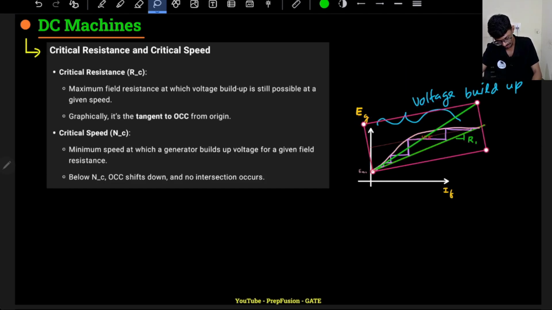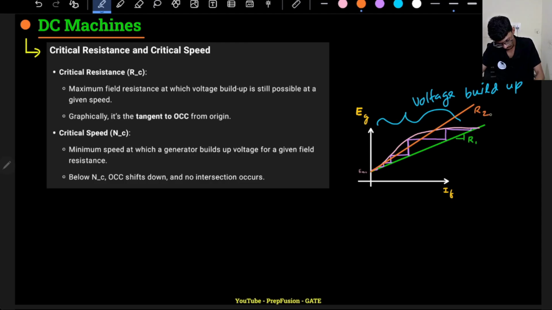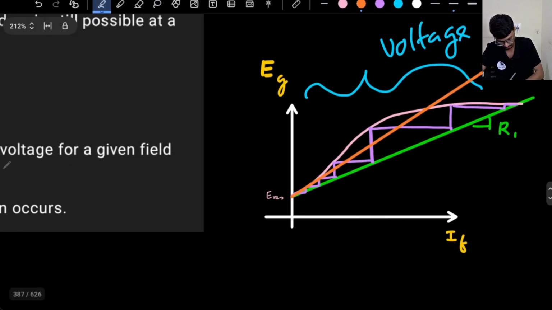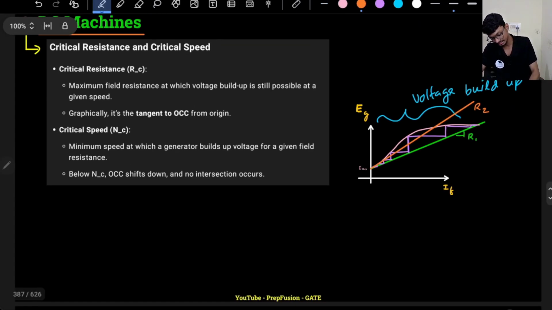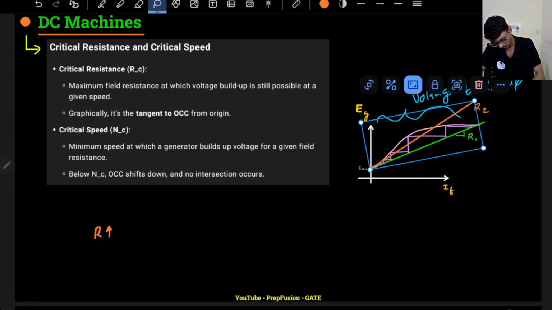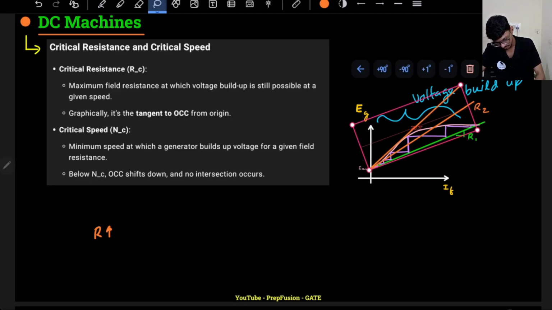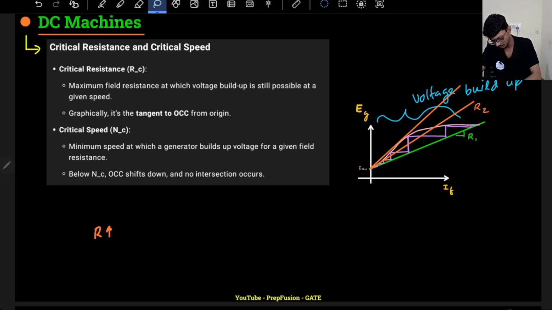Let's assume that this point is R2. And if I increase, here the stable point has changed, right? And if I keep on increasing my resistance, what will happen? After a certain stage, this graph will be tangent to the magnetization curve.